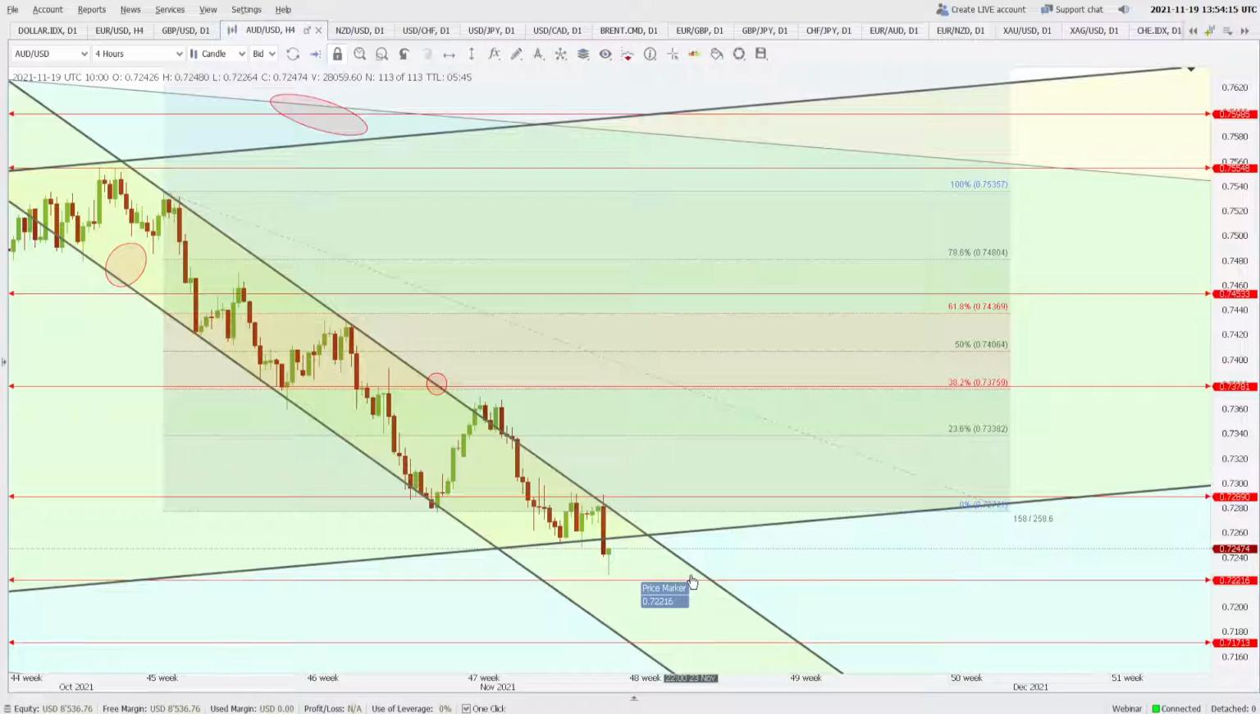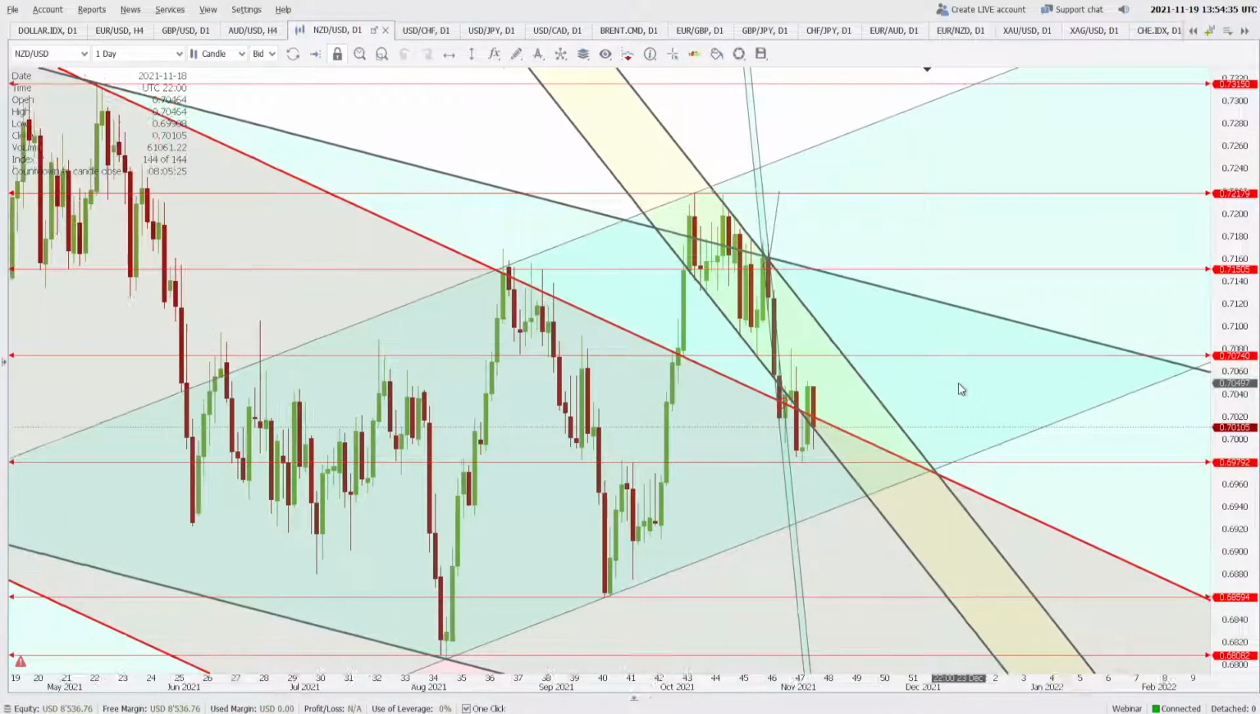Let us see how things unfold in the future, but till the time the price is moving in this falling channel, we cannot be sure whether the uptrend has started or not. 0.7289 is the horizontal resistance and 0.7221 is the horizontal support in this market.